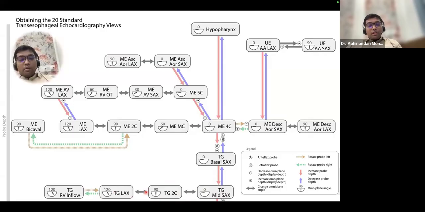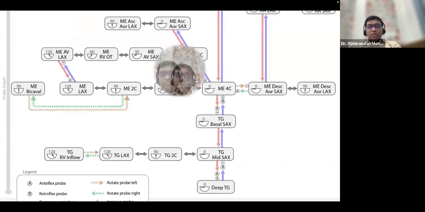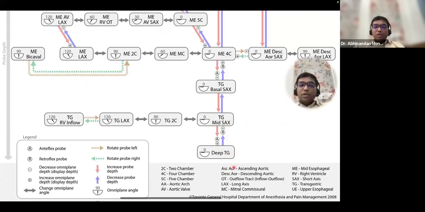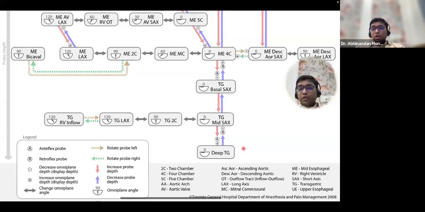Then after changing it by another 30 degrees, you will get the transgastric long axis view. From the transgastric long axis view, if you rotate the TE probe towards your right, you will be able to see the transgastric RV inflow view. Now from the transgastric mid short axis view, if you go further down and anteflex even more, you will get the deep transgastric view. So this is the total schematic of getting all the 20 views.